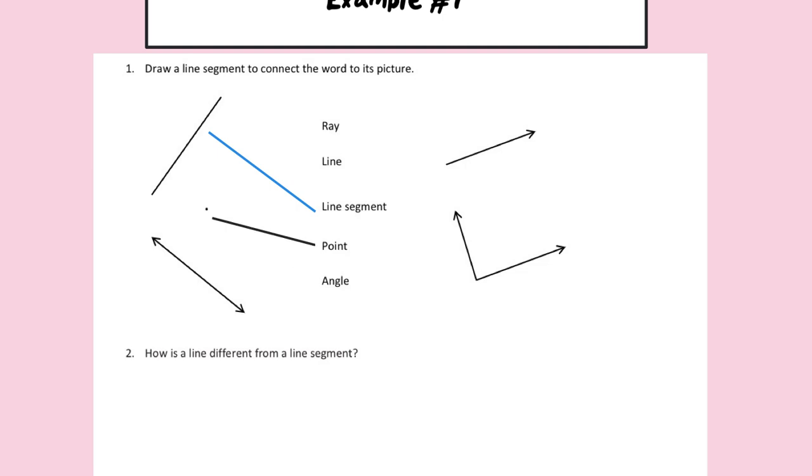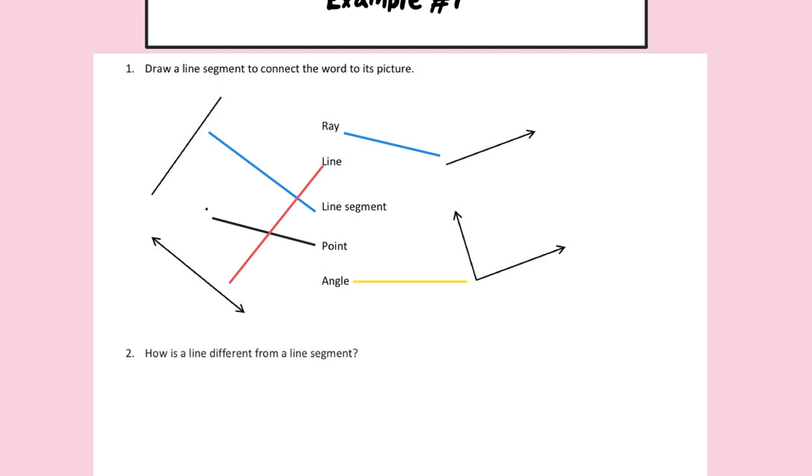Moving on, we're going to take a look at this little dot right here, and that will be our point. Moving on, here we see there are two arrows on both ends, indicating that this will go on forever on both sides, which would make this our line. Moving on to the next side, here we have an endpoint with an arrow on the other side, meaning that this is going to go on forever on just one side. That would make this our ray. And finally, we have two rays joining together, and that would create an angle.